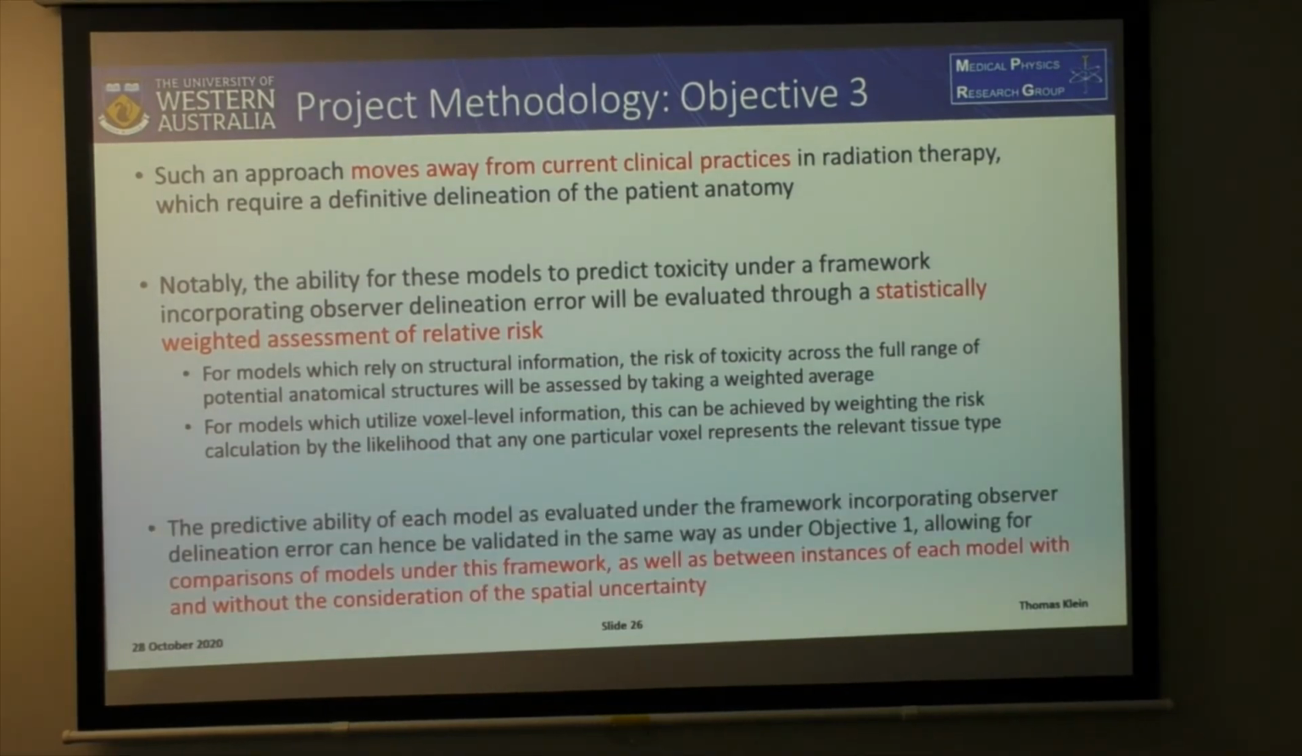The predictive ability of each of these models can then be evaluated as we did under Objective 1, and we can make comparisons of models under this framework, as well as between the same model with and without incorporation of spatial uncertainty.